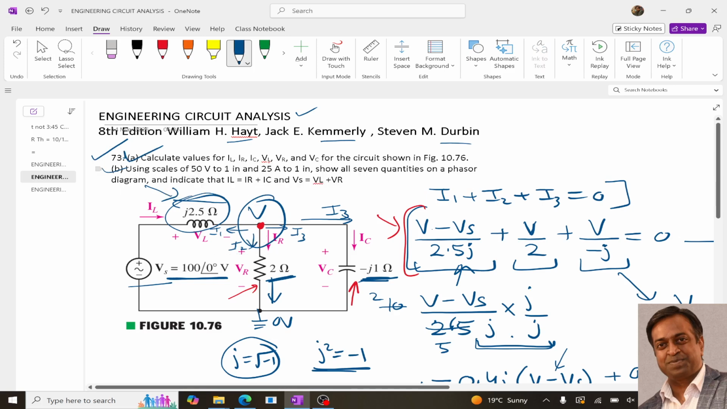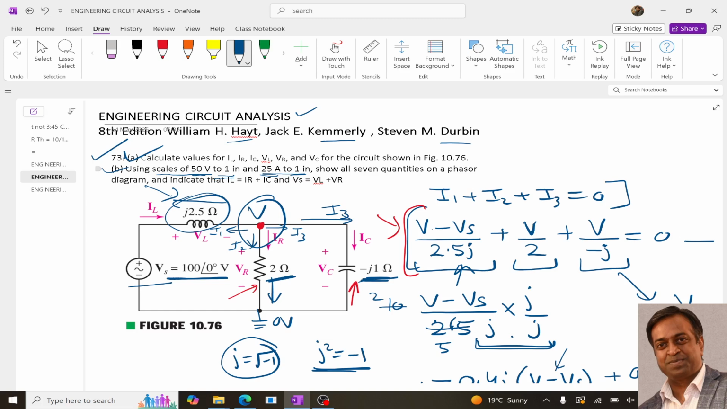For part B, it is mentioned to use the scales of 50 volt to 1 inch and 25 ampere to 1 inch. It means that if the voltage is 50 volt, we need to use a vector size of 1 inch, and for 25 ampere we also use a scale of 1 inch, right? But since it is not possible for me to demonstrate here, I will not use this.